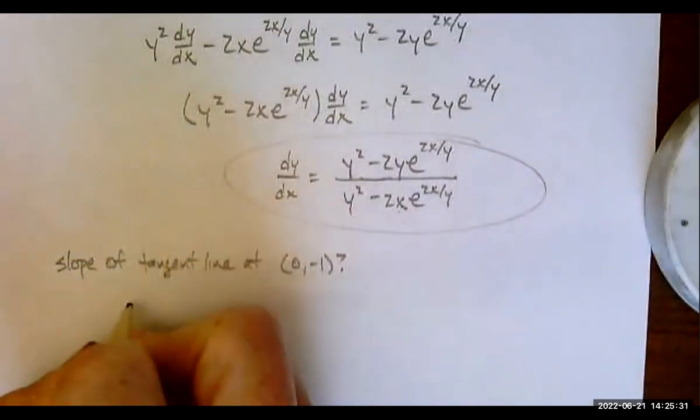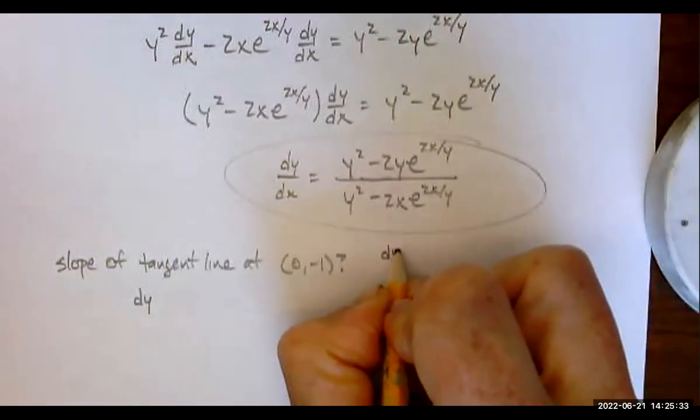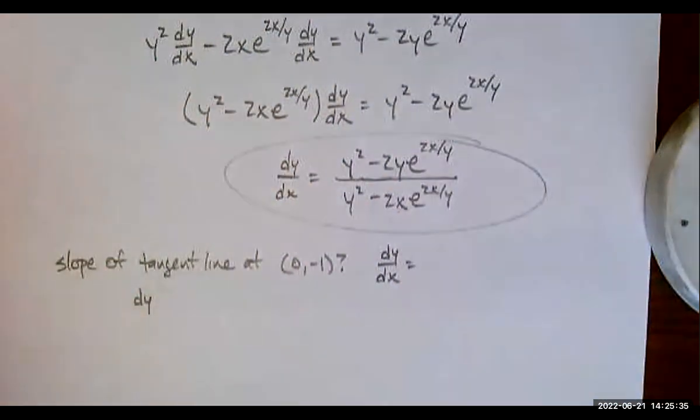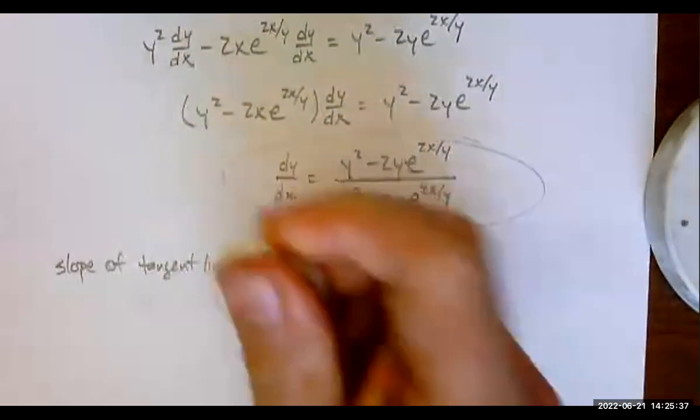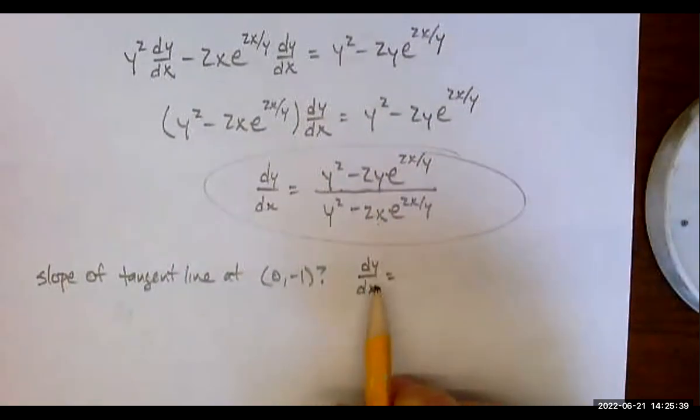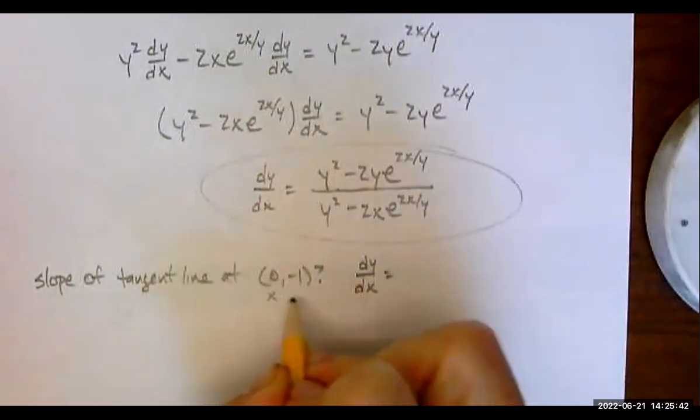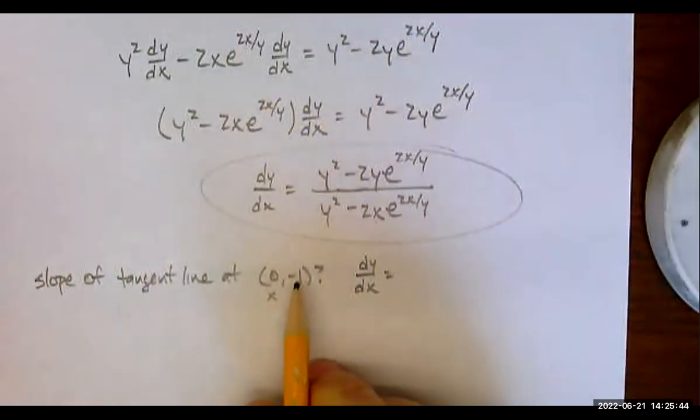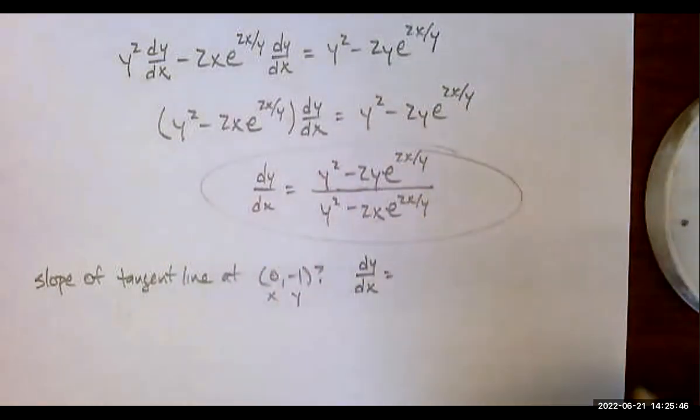If we do that, let me write it out over here. Dy over dx would equal, save this space. So x is 0, y is -1. So we'd have -1 squared. Well, that's +1.